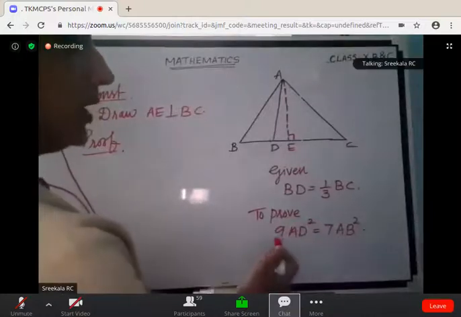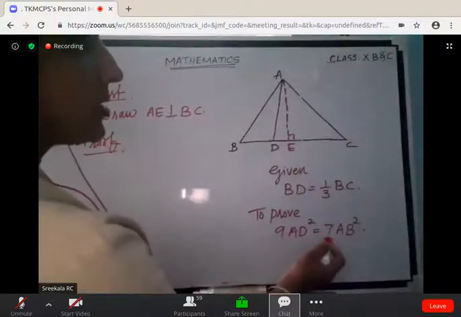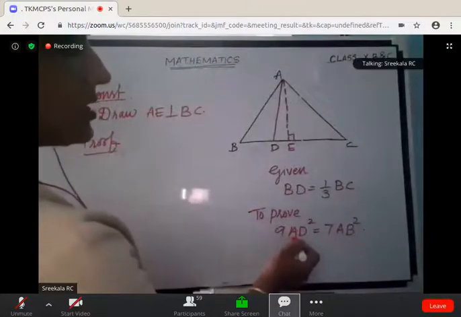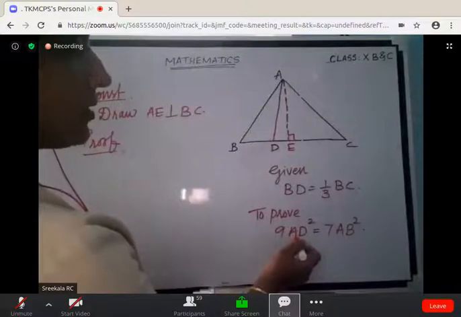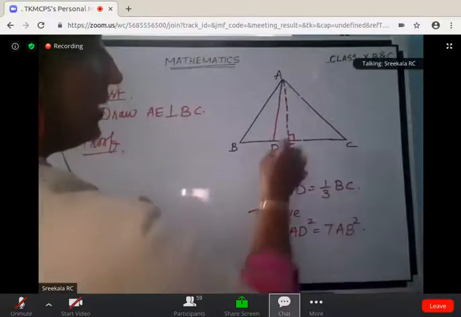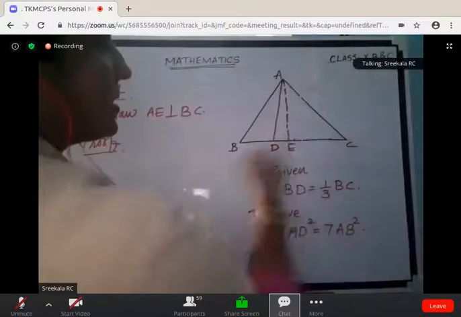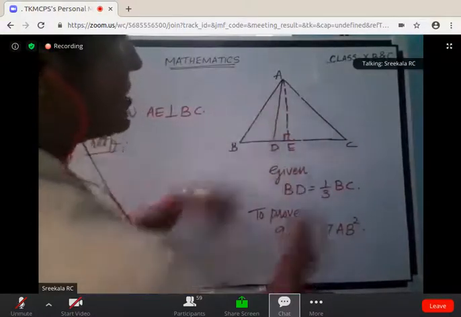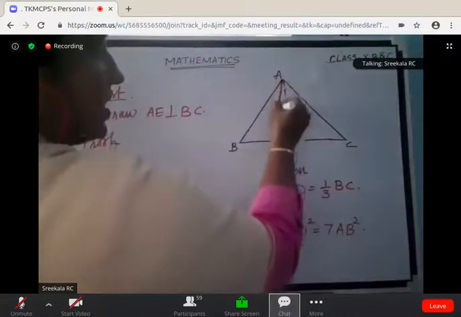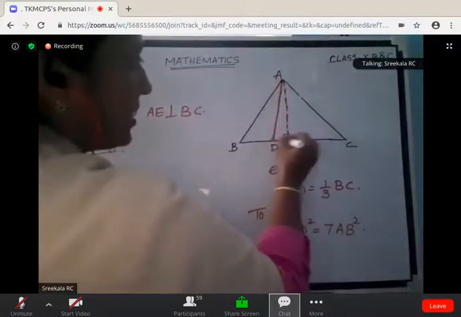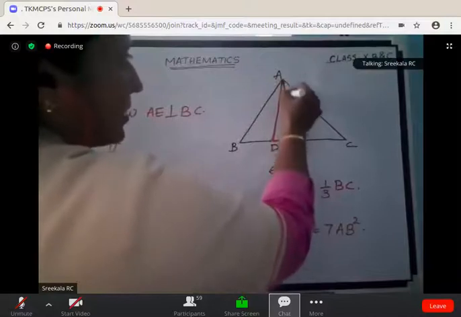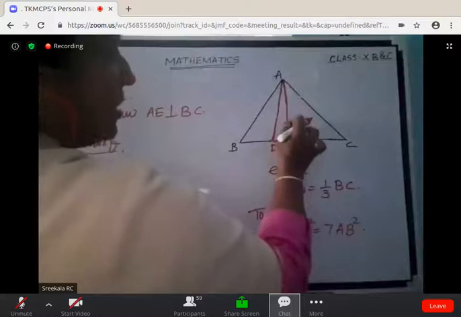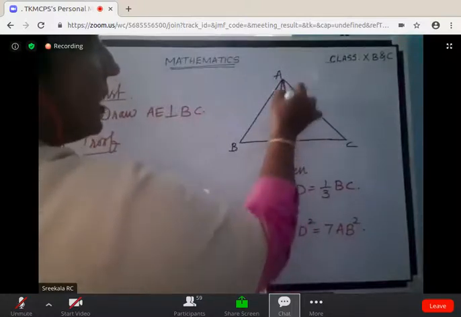How to prove this? To prove 9 AD square equal to 7 AB square. Consider the right triangle with AD as one of the sides. This one is 90 degrees, isn't it? So consider this triangle ADE. Here AD square, this side is the hypotenuse. This is our construction, AE perpendicular. So consider this right triangle ADE.